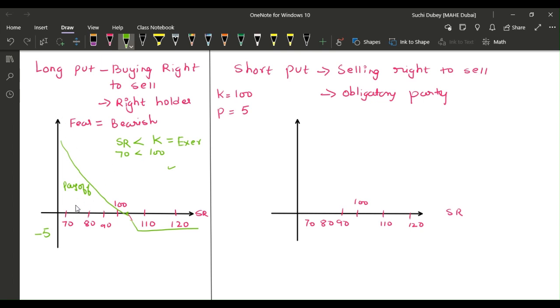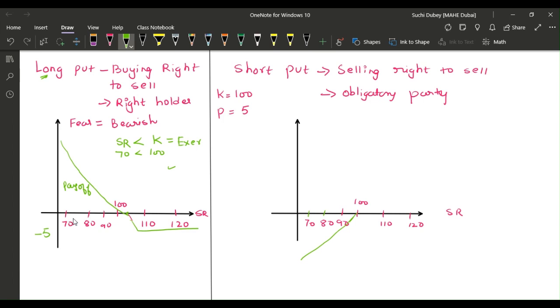Long put will exercise when the spot rate is 70, 80, 90, right? This means if he will exercise, it's a loss for him because he's the one who sold the right to sell. He can't do anything. Whatever the long put says, that I want to exercise the contract, he's an obligatory party, so you have to simply follow it. This means if the spot rate became 90, he will exercise. And when I say he, I mean long put. When the spot rate is 80, 70, he will exercise. Long put will exercise.